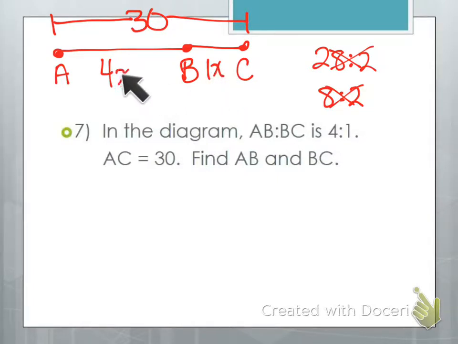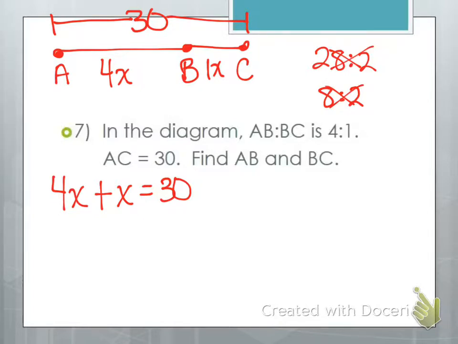We've already talked about if we add these two pieces together, it has to add up to what? 30. So if I set it up this way, I can take 4x plus 1x and set it equal to 30. And that way I can figure out what I need to multiply both the 4 and the 1 by. So here's our equation. To solve it, what do we do? Combine like terms, add the x's.